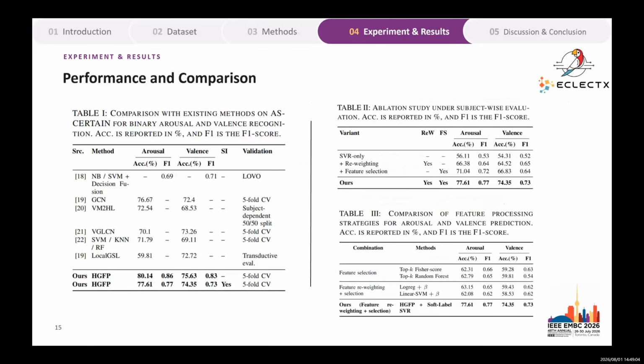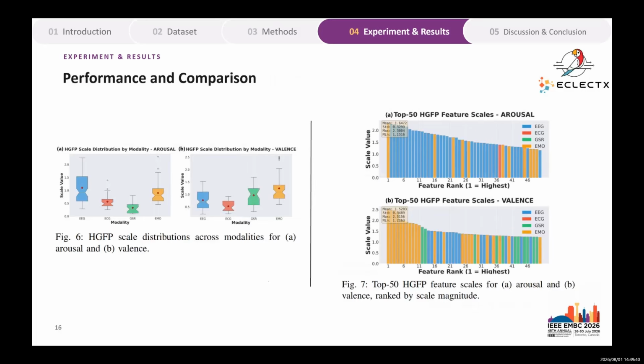Now let's look at the experimental results. Compared with the existing methods, our approach achieved the best overall performance on the ASCERTAIN dataset, especially under the more challenging cross-subject evaluation setting. We also conducted ablation studies, and results show that both feature reweighting and feature selection improve performance, and combining them achieves the best results. Finally, compared with other feature processing strategies, our HGFP framework consistently delivers the highest accuracy and F1 score, demonstrating the effectiveness of the proposed method.